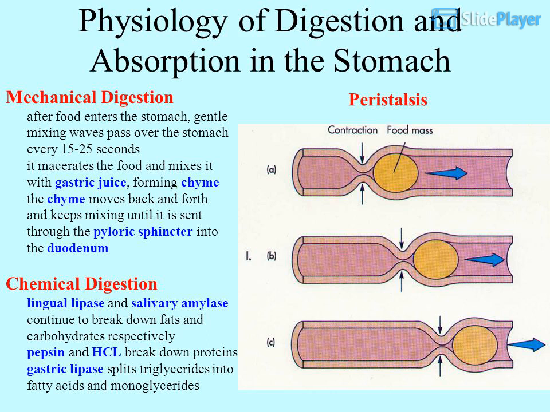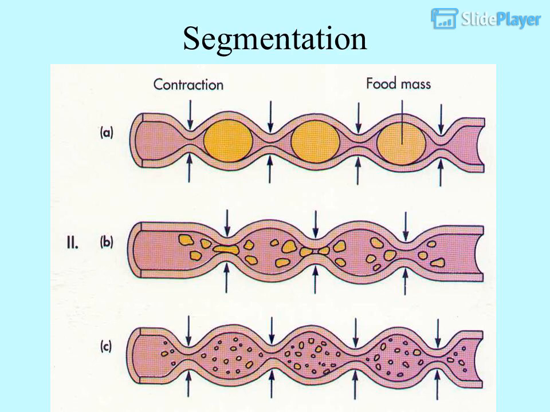Chemical digestion. Lingual lipase and salivary amylase continue to break down fats and carbohydrates respectively. Pepsin and HCl break down proteins. Gastric lipase splits triglycerides into fatty acids and monoglycerides. Peristalsis. Segmentation.